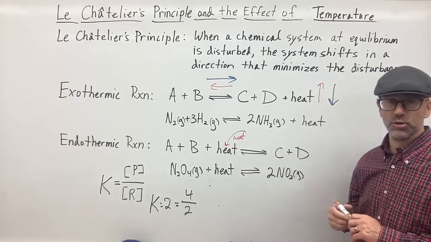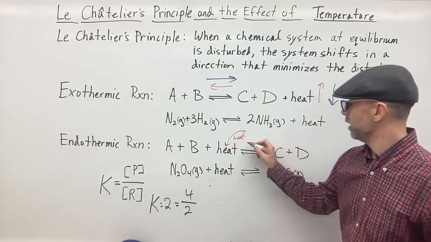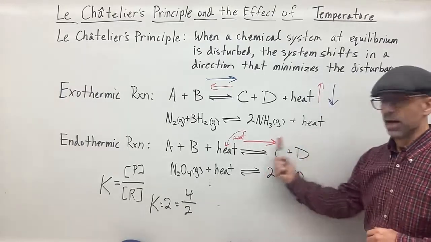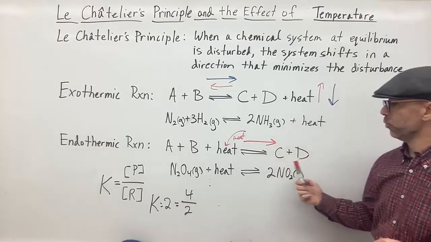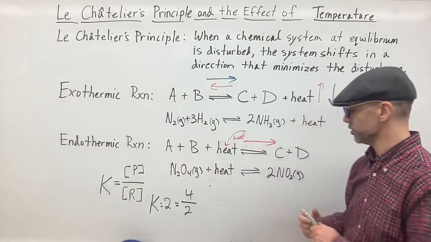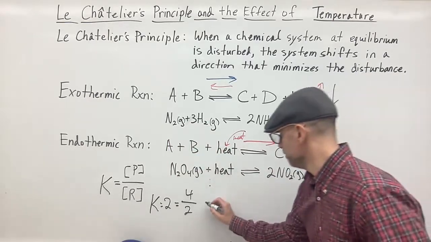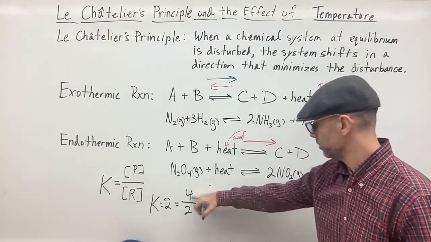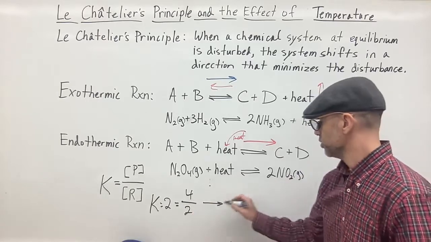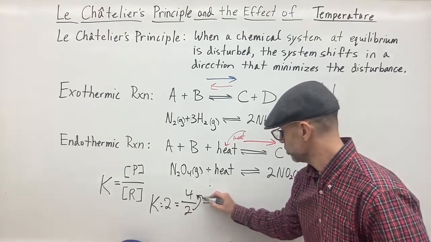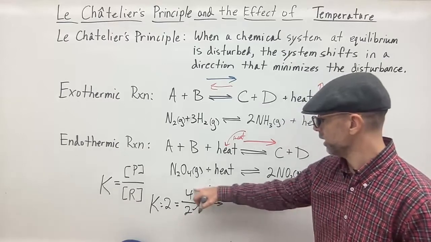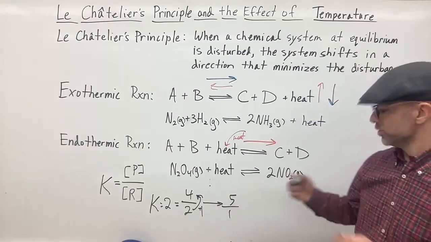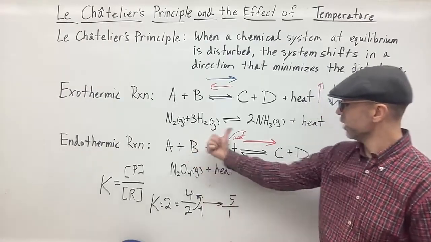So what is the system going to do? It's going to try to remove that heat by absorbing it and going in that direction. So in this case, the amount of product would increase while the amount of reactant would decrease. So product is going to go up, and we're going to decrease reactant. If we take one reactant, make it a product, we get 5/1. So let's say it's going to shift in this direction to reach equilibrium.